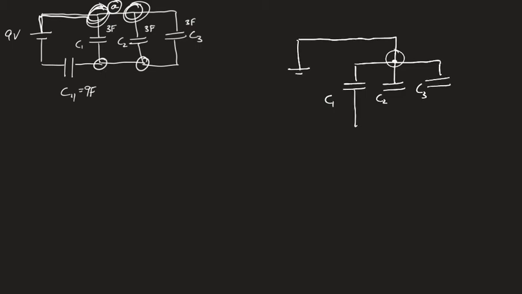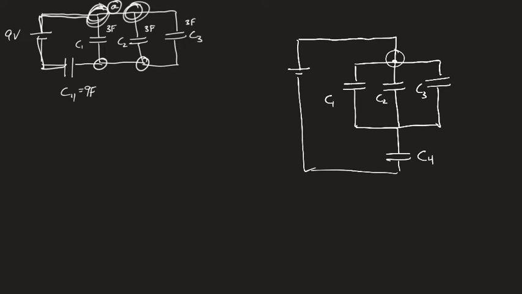So, bring them all back together and then travel through C4. And then from C4, we go back to our battery. Can you now tell what's in series and what's in parallel? Stepwise reduction means taking something that is in series or parallel only and replacing it with something equivalent.